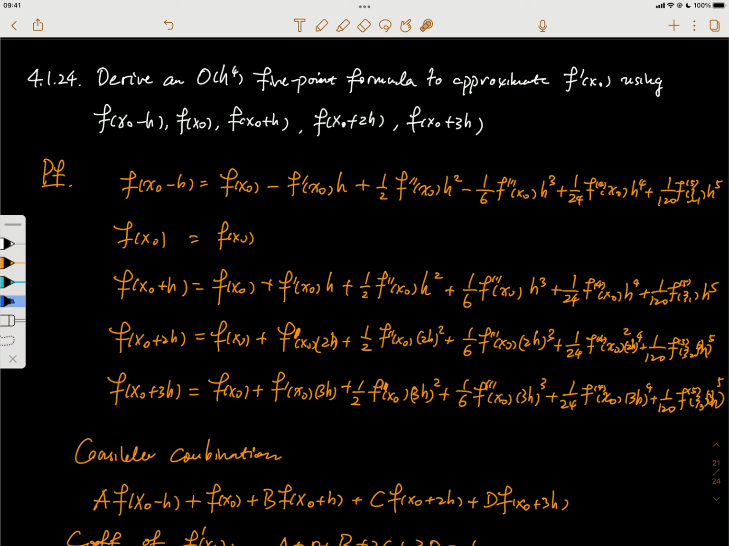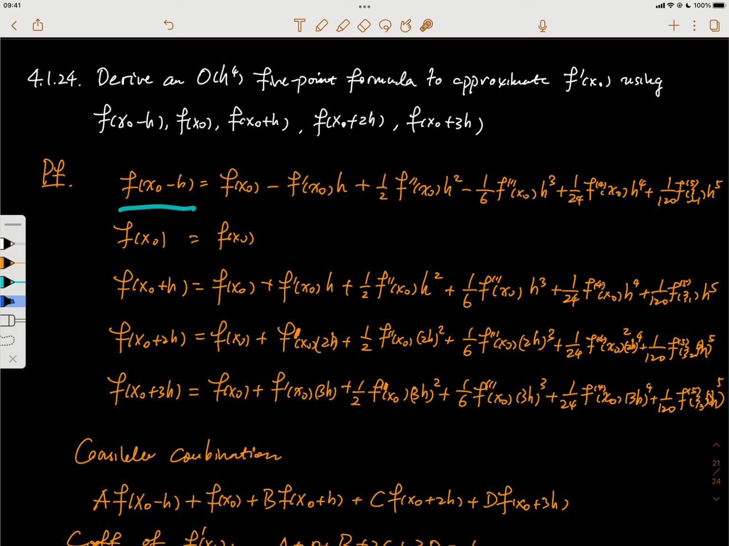Okay, so the idea here is similar to what we did in class. What we need to do is find some kind of linear combination of these 5 values so that we can get some cancellations. We can take Taylor expansions of them, and by taking a linear combination of these Taylor expansions, we can do some cancellations. Eventually, we get a formula for f prime at x0. So what is the idea specifically?